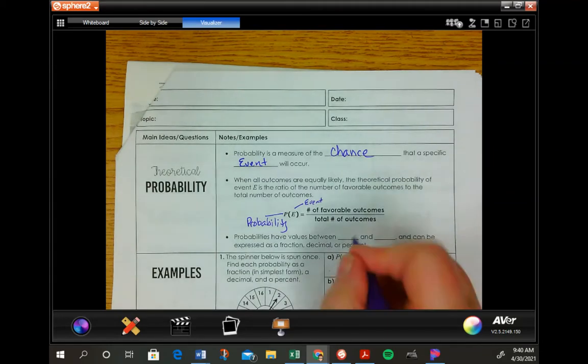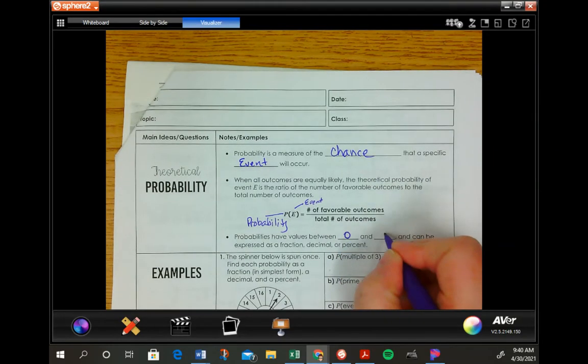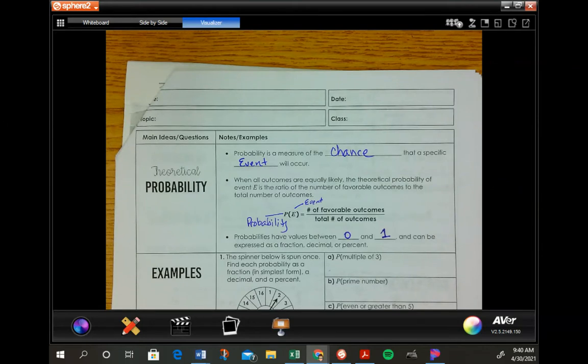Probability has values between 0 and 1. So it can be a fraction, decimal, or percent. So let's look at these examples. A spinner below is spun one time, and find the probability as a fraction, decimal, and percent.